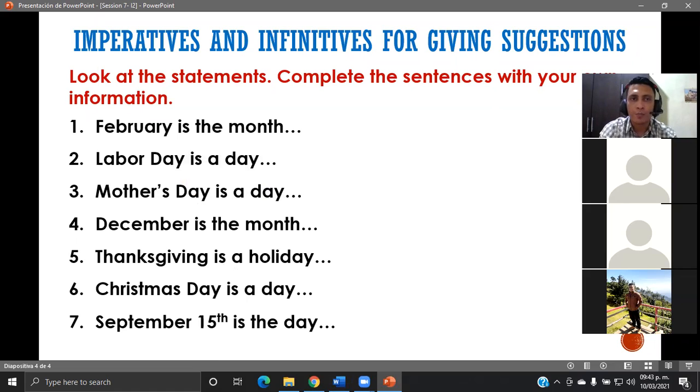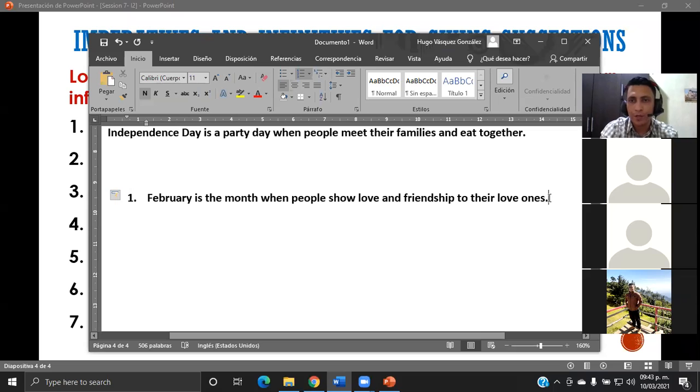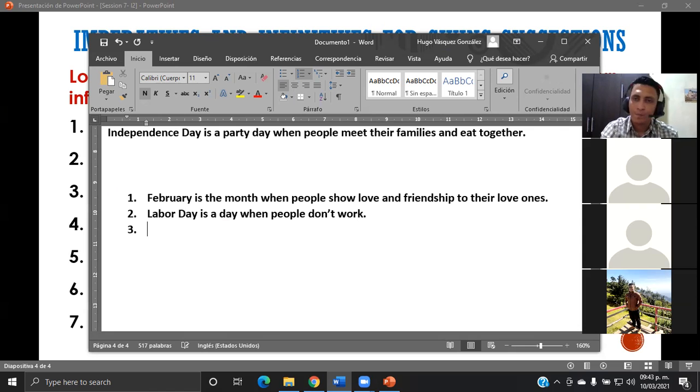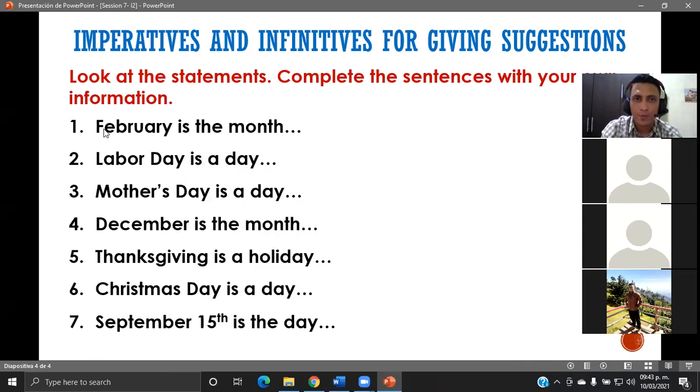Let's continue working. And the second, Labor Day is a day when people don't work. Exactly. Very good. Labor Day is a day when people don't work. Very good. Thank you. Okay, continue with the exercises in your notebooks, write ideas, and then once you're ready, you can tell me, you can provide me your ideas.